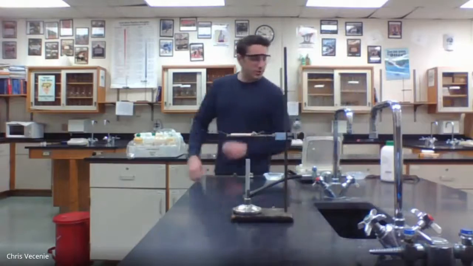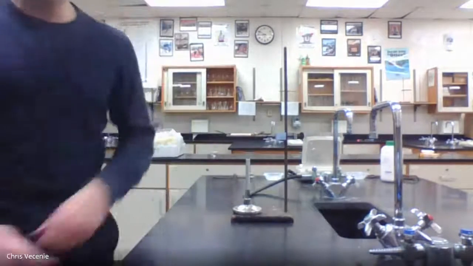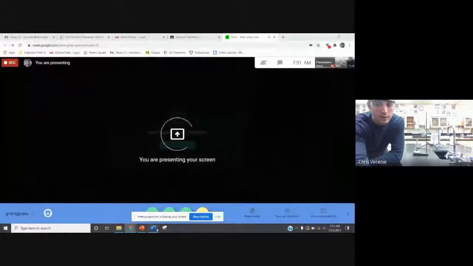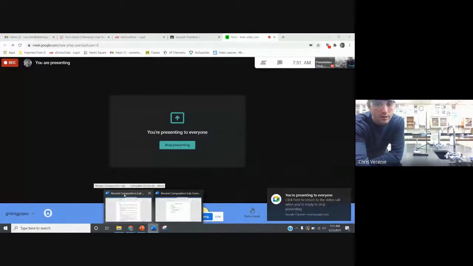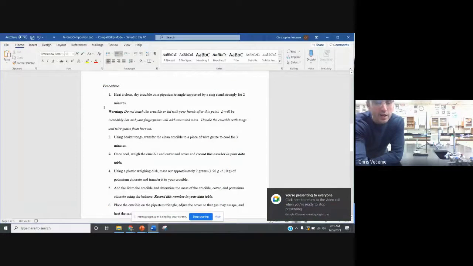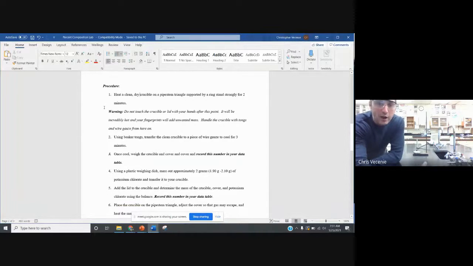All right, this is the first number you guys are going to put into your data table. If I share my screen with you, in your packet, we just performed step one: heat the clean, dry crucible on the pipe stem triangle for 2 minutes. And then it says, using the beaker tongs, transfer the clean crucible to let it cool. And then once it's cool, weigh it and record the number in the data table.